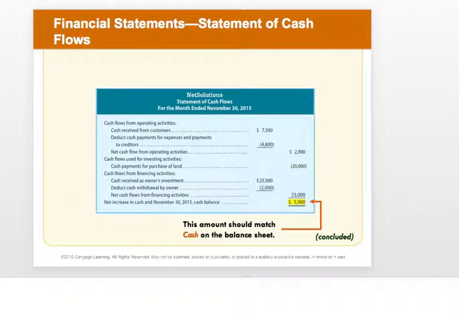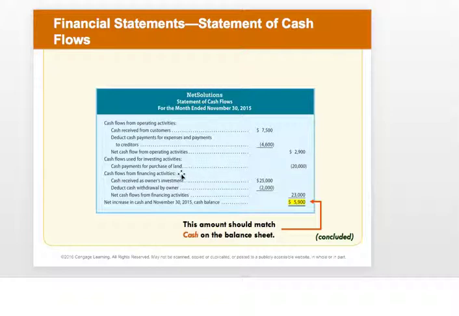And then we have the statement of cash flows. Our operating activities include cash received from customers, deduct cash payments for expenses and payments to creditors. Net cash from operating activity is $2,900. Investing includes long-term assets. Land is a long-term asset, and we paid cash to buy land of $20,000.